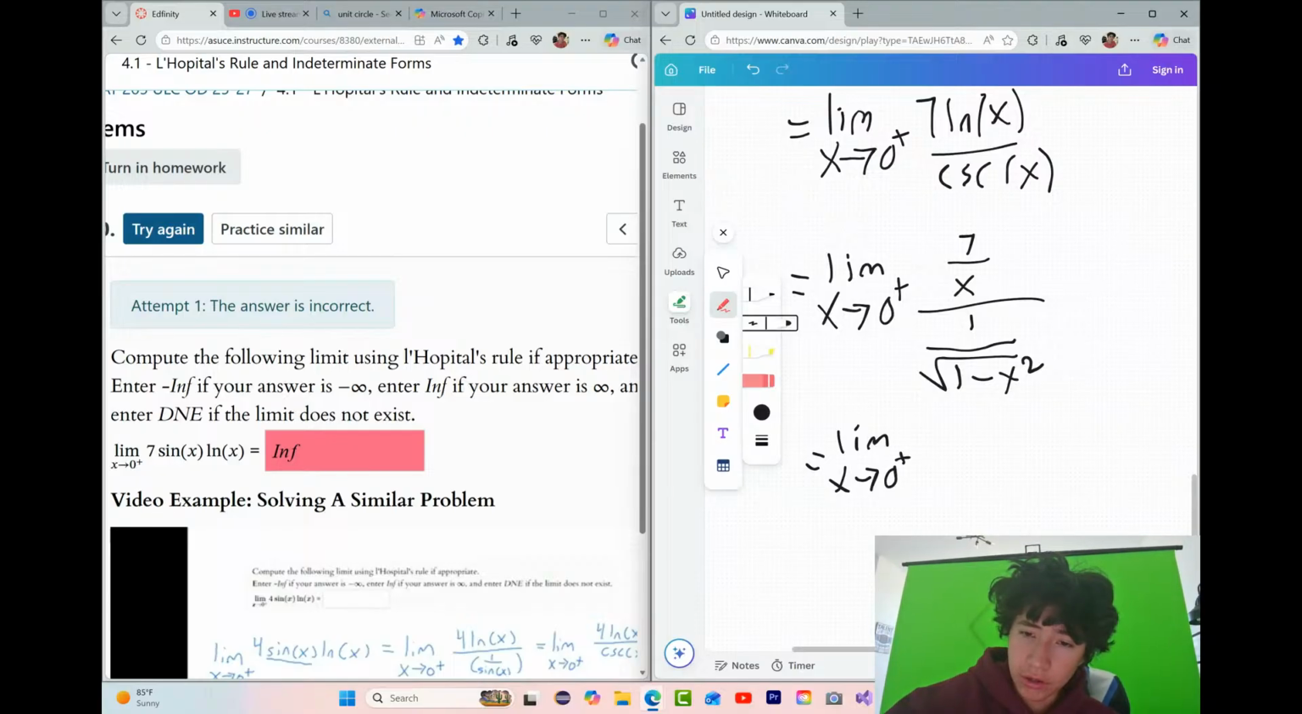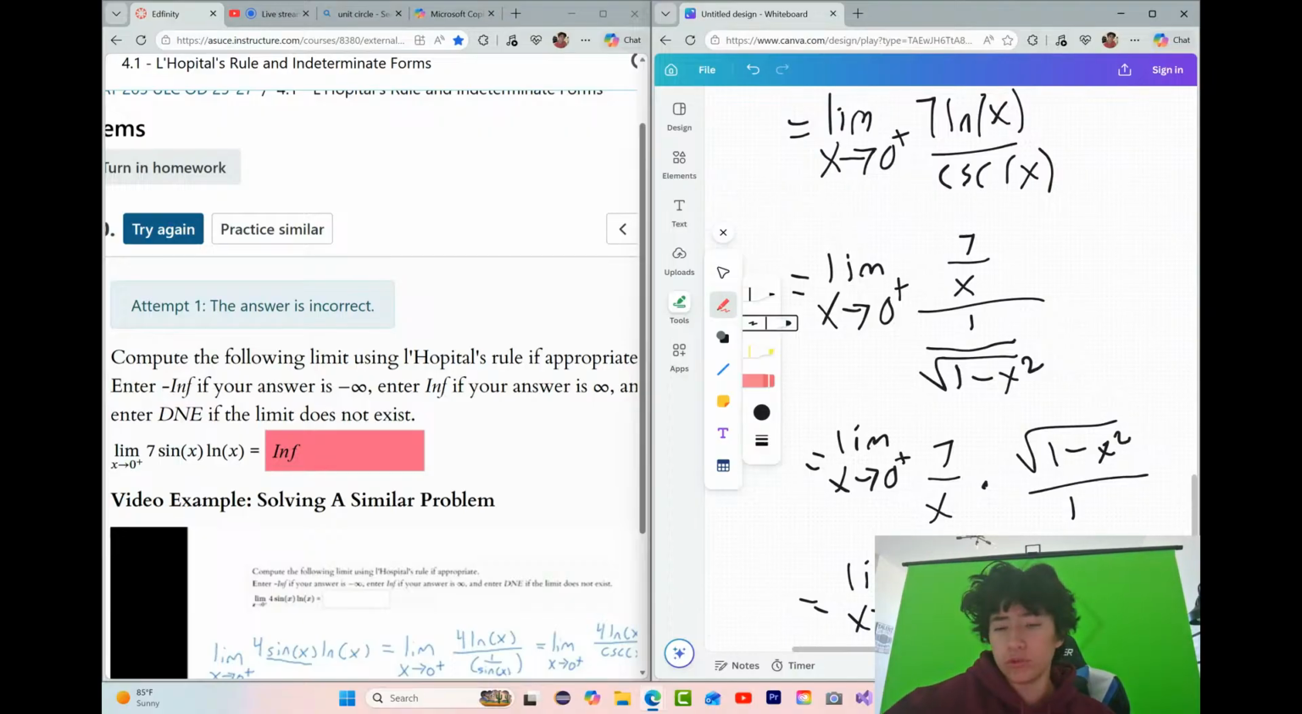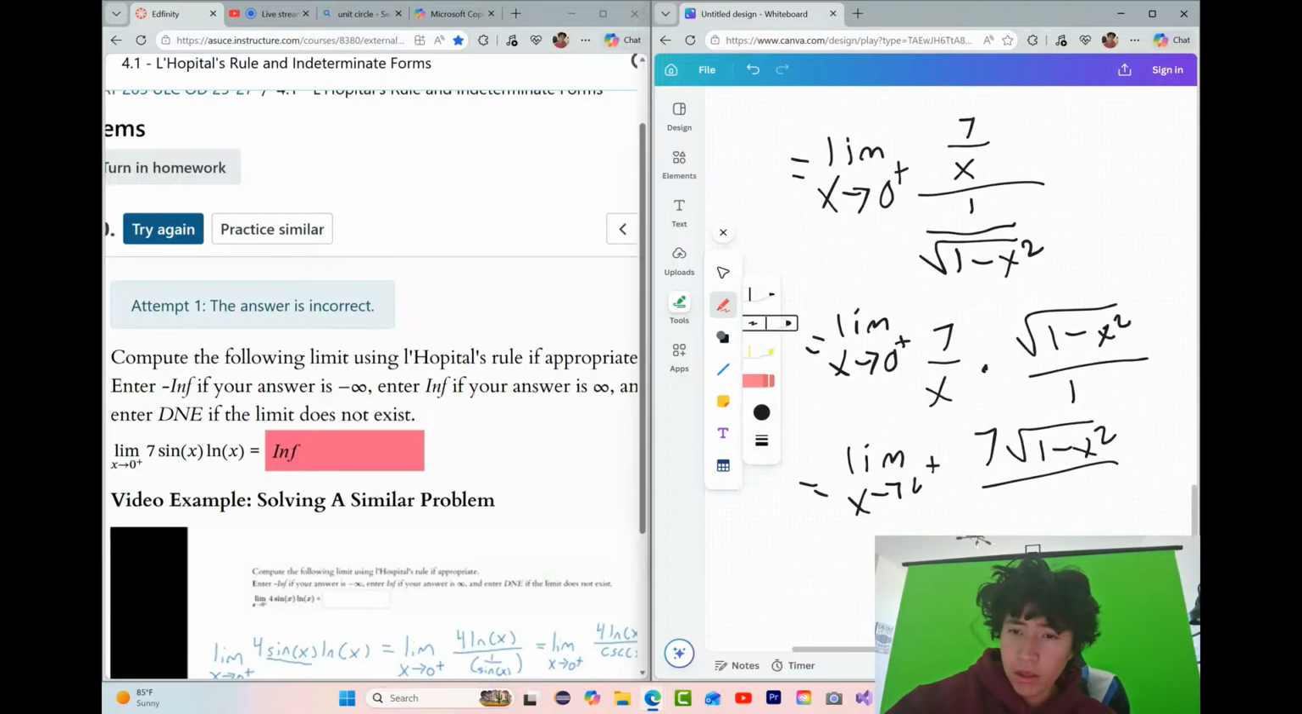We get 7 over x times the square root of 1 minus x squared over 1. This equals 7 square root of 1 minus x squared over x. Wait, is that for real? Yeah, a derivative of an inverse function. So now, x goes to 0 from the right.